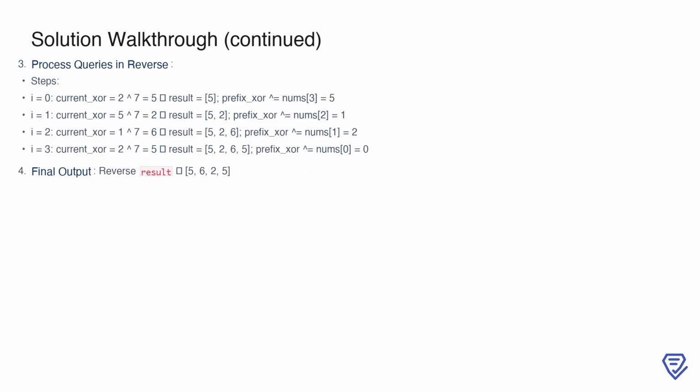At I equal to 2, current_XOR is 1 XOR 7, which is 6. We append 6 and update prefix_XOR to 2. Finally, at I equal to 3, current_XOR is 2 XOR 7, giving 5. We append 5 and reset prefix_XOR to 0. Reversing the result array gives the final output of 5, 6, 2, 5.